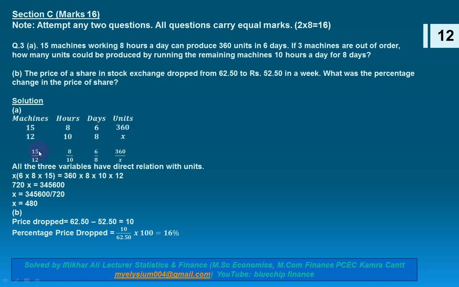So how can we do this? First of all, we take all other variables constant. What is the relationship of machines with units? The method is very simple. If there are more machines, we can produce more units, so it is a positive relation.